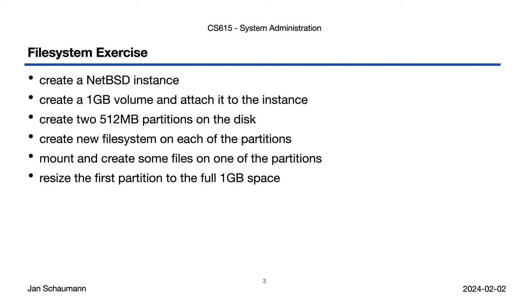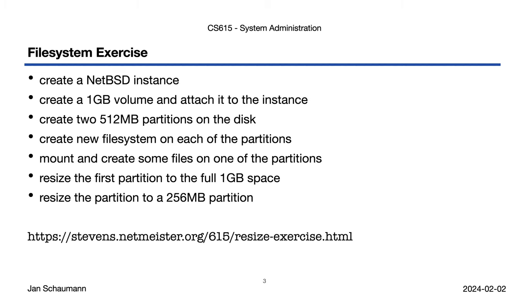Then we'll take the first partition and grow it back to 1 GB and verify that we can still access the file on it. After that, we shrink the partition down to 256 MB and see what the outcome is. Sound good? Let's go!